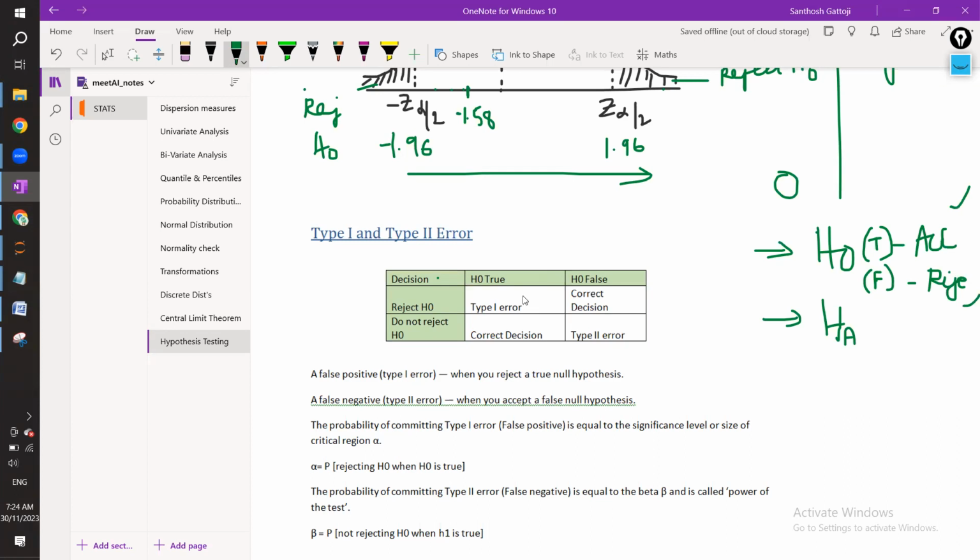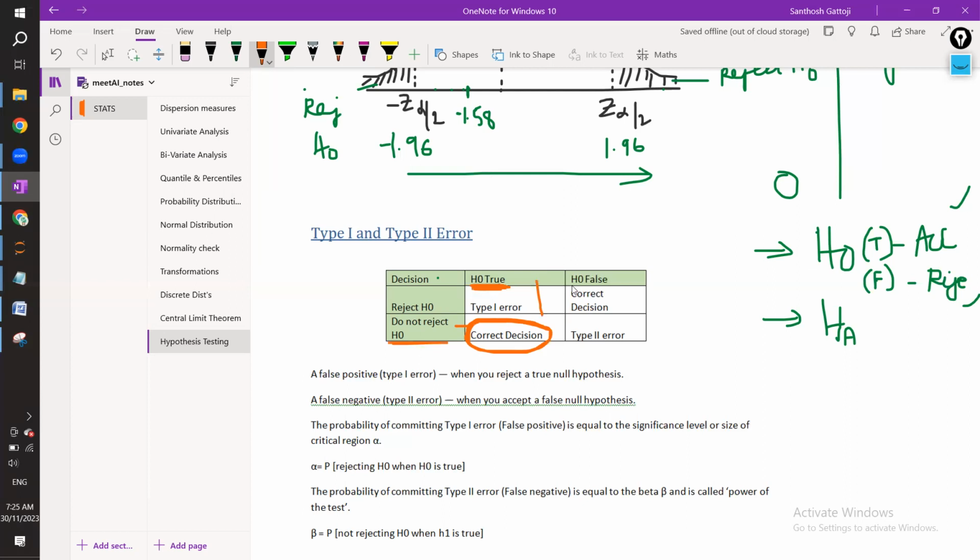So here also there are different scenarios. Actually, the null hypothesis is true. What should we do? Should we reject or not reject? Not reject. Right. So if it is true and we have not rejected, this is the correct decision. Getting it? Your decision is correct when you have not rejected a true null hypothesis.